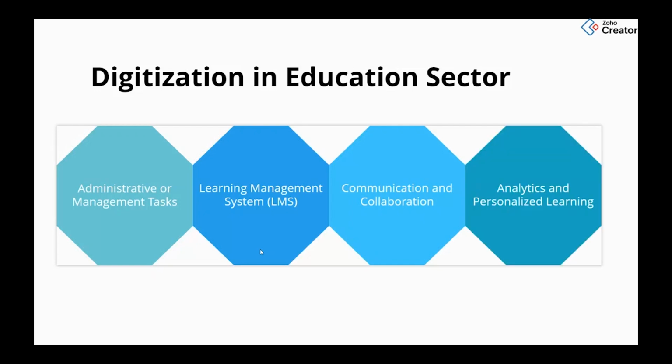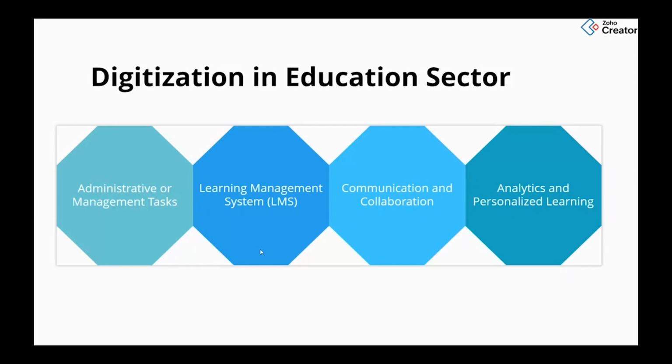And at last is analytics or personalized learning. When I talk about analytics, we have to manage the students' performance, from assessments and assignments to the grading system. We have to analyze the students' performance and provide personalized learning for the students. If you have automation in that sector, it makes us a digitized institute, right? So I consider these the major places where digitization in the education sector is mandatory.